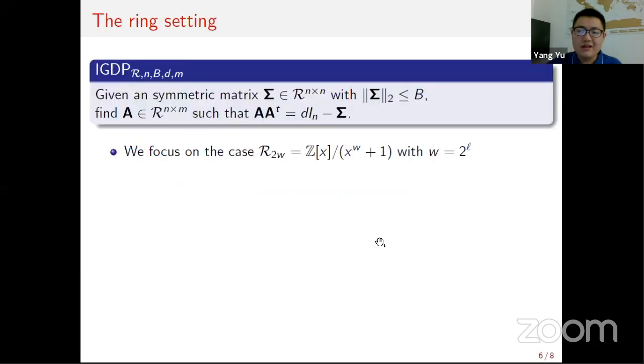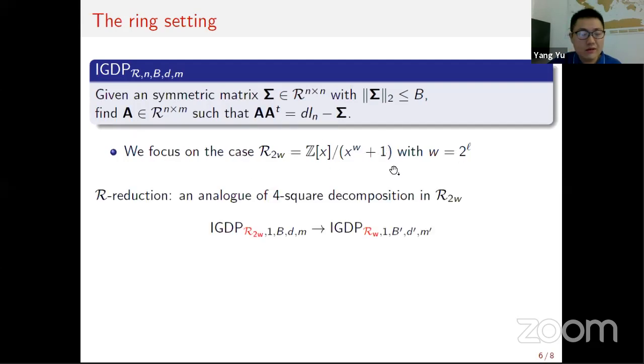And a similar idea can be adapted to the ring setting. We generalize the IGDP problem by introducing the ring as a new parameter. And now we compute an integral gram root over the ring. Our discussion focuses on the power-of-2 cyclotomic ring.